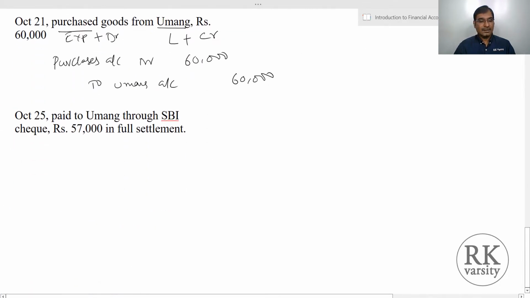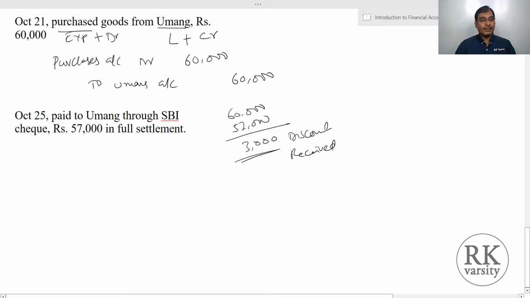And here is the final transaction for the month. On October 25th, paid to Umang through SBI check rupees 57,000 in full settlement. So how much amount do we have to pay to Umang? 60,000. And how much did we pay? 57,000. What about the remaining 3,000? So this remaining 3,000 is discount received, because you bought goods from Umang, so this is a discount received.